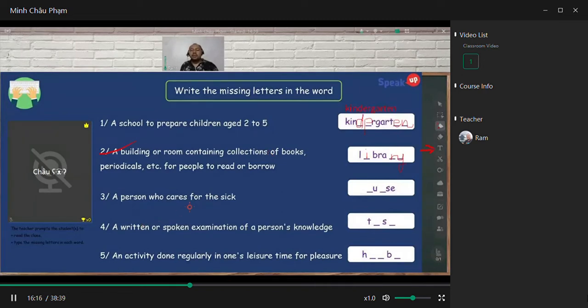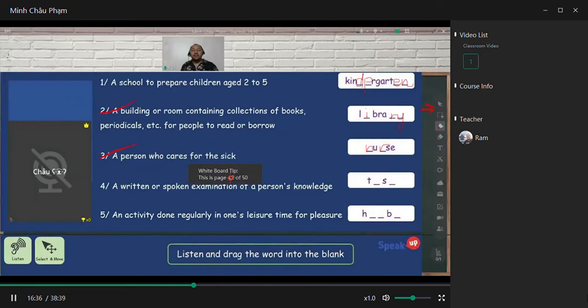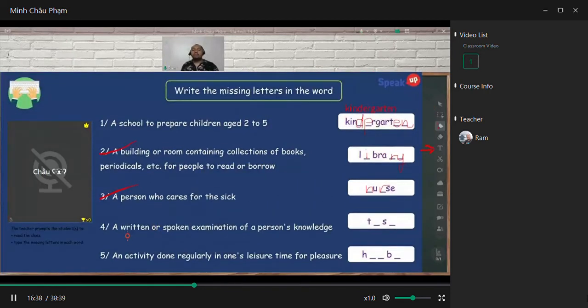Next, a person who takes care of the sick. What do you think? Yep, that is correct. The answer there is nurse. That's the assistant of the doctor. Okay, so now we go to question number 4. It's a written or spoken examination of a person's knowledge. So that's similar to what we're doing right now. So what do you think is that answer?